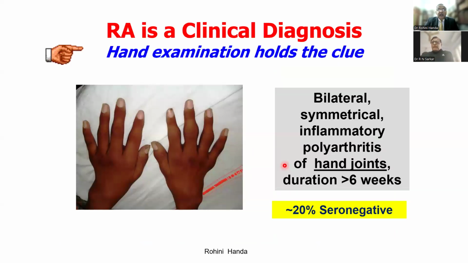Now, rheumatoid arthritis is a clinical diagnosis. This is a diagnosis that you make on the bedside when a patient presents with bilateral symmetrical inflammatory polyarthritis involving the small joints of the hands and feet with a duration in excess of 6 weeks. And you can appreciate small joint involvement, symmetrical involvement. Almost 20% of the patients are going to be seronegative, and the only way of picking up seronegative rheumatoid arthritis is clinical examination.